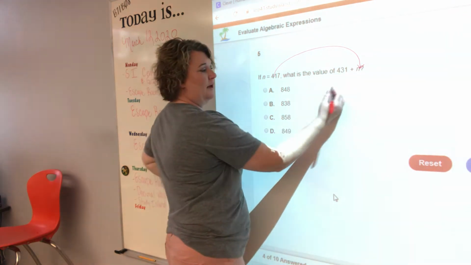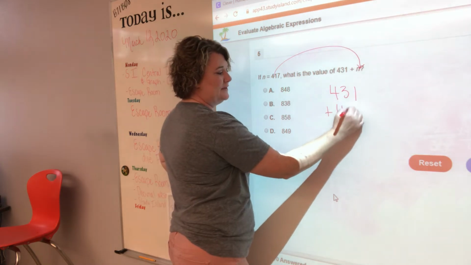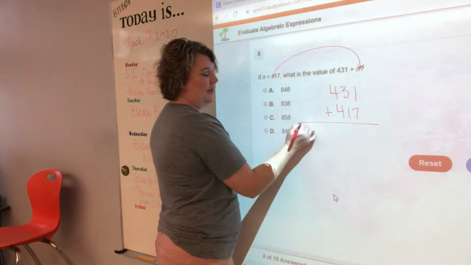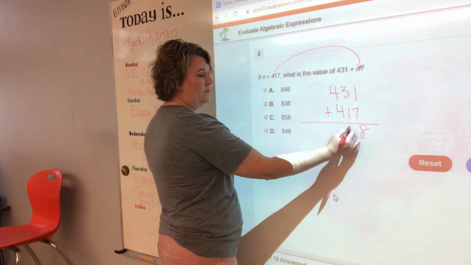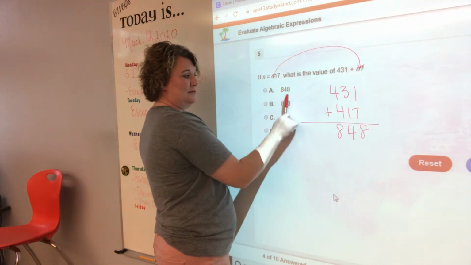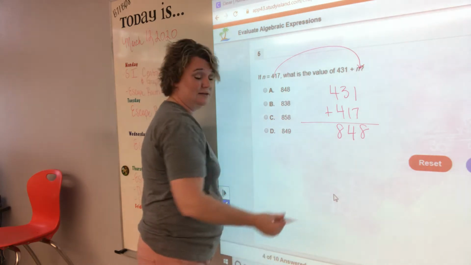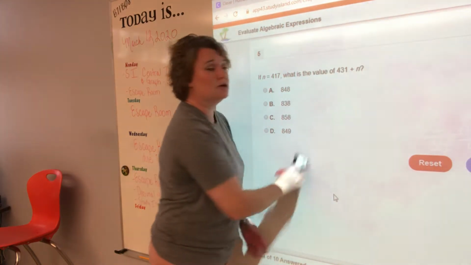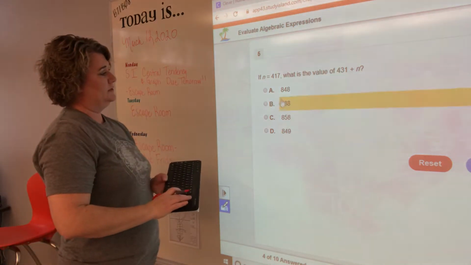So now let's work that out. So 431 plus 417. Where did I get the 417 right here? Because it said n equaled that. And let's add that up. So 7 and 1 is 8. 3 and 1 would be 4. And 4 and 4 would be 8. Well, is 848 the same as 848? You bet it is. It's not that, it's not that, and it's not that. So letter A has to be the answer. You're just literally plugging in numbers for the letters. So there's letter A.